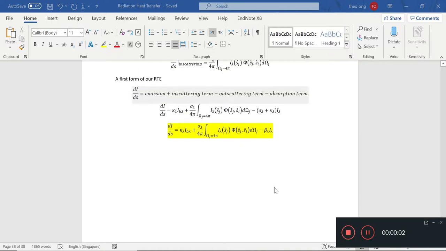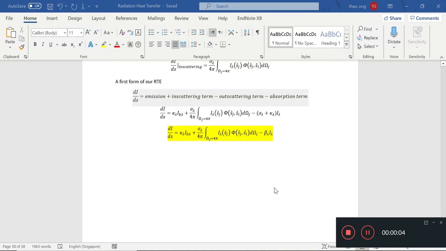So welcome guys to our radiation heat transfer learning journal, and we were talking about the radiation transport equation, or radiation transfer equation. We have just derived a form of the radiation transfer equation as shown here.